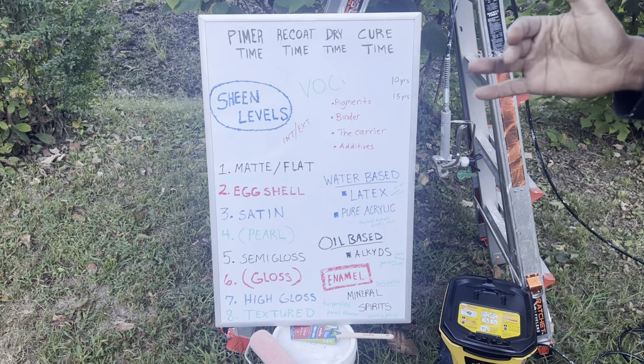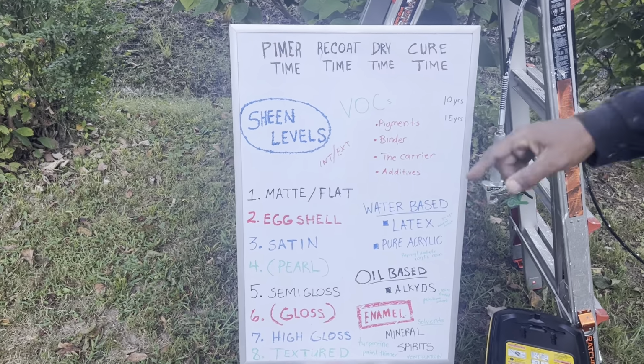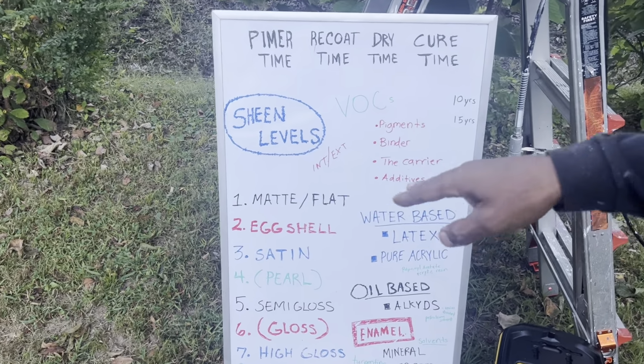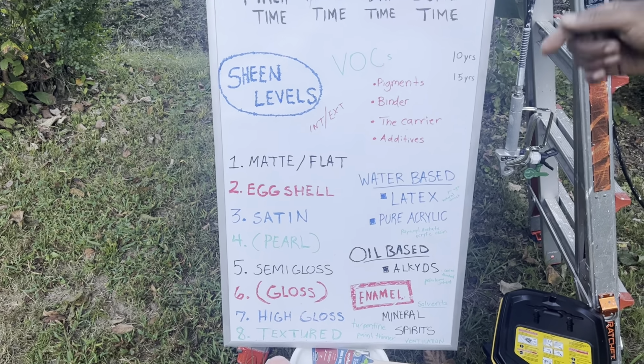Let's talk about touch dry. For water based paint, after 1 to 2 hours, it's dry to the touch. And for oil based paint, it's 6 to 8 hours.